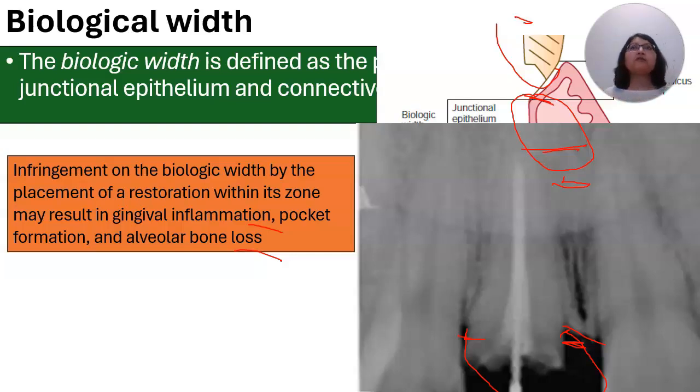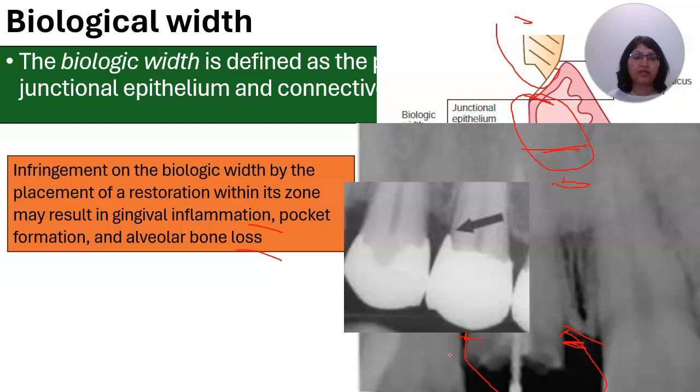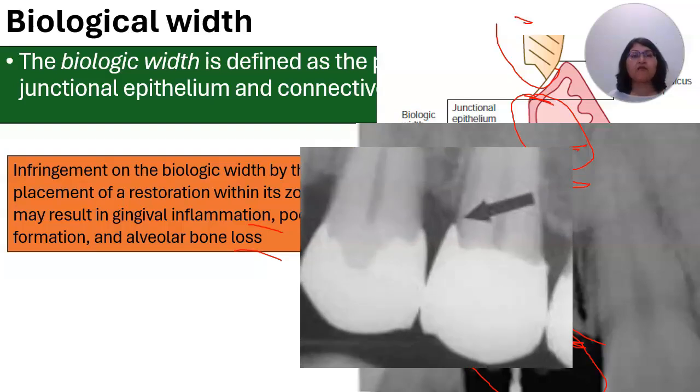I'm not sure if you notice, but notice in patients who have very good hygiene, and you probe around the crown, if it hurts, the moment you probe and the patient jumps with pain around the crown, then try to look in the x-ray, how far is the crown margin from the bone. If that is happening and the crown margin is close to the bone, you can very easily make out it's a violation of the biologic width.